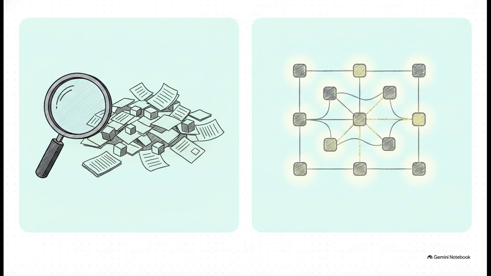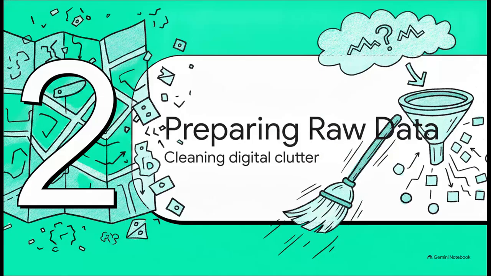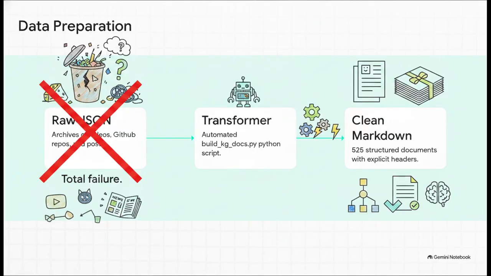GraphRAG, on the other hand, performs multi-hop structural path traversal. It doesn't just look for words, it navigates an interconnected map of concepts. It's a total game changer. Moving on to Section 2, preparing the raw data, because before we can traverse a map, we actually have to build it.